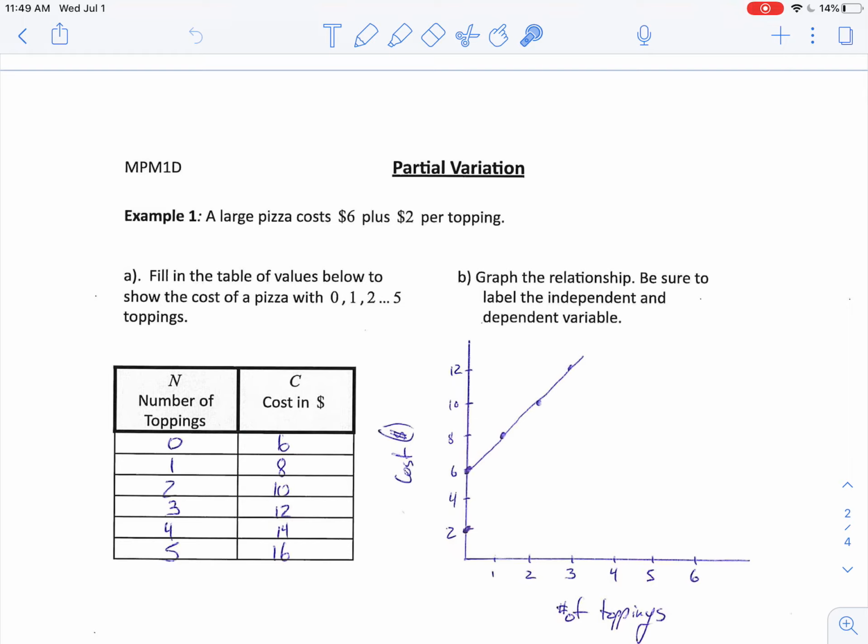So at 0 number of toppings, it's $6. At 1 topping, it's 8. At 2 toppings, it's 10. At 3 toppings, it's 12. And we kind of see how that linear relationship starts to form right before us.